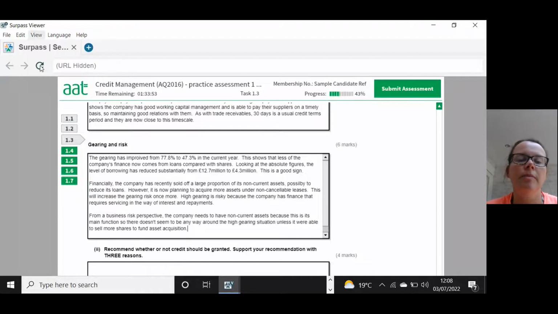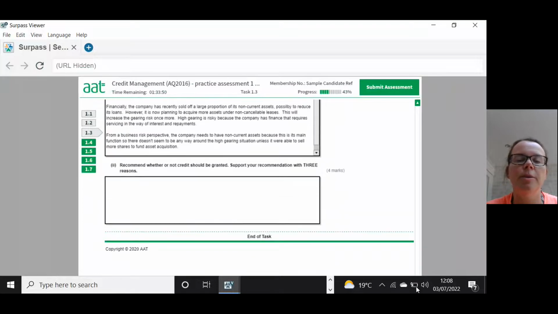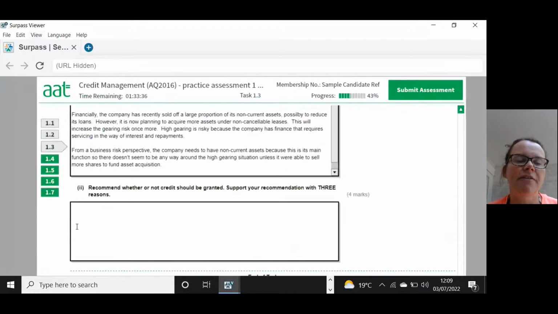Right, then we come to the final box, which says recommend whether or not credit should be granted. Support your recommendation with 3 reasons. Now, again, I'm a big fan of trying to think ahead, you know, how are you going to structure your answer? So you're going to have 1 mark for your recommendation. And then you've basically got to make 3 statements to get your 3 supporting marks.